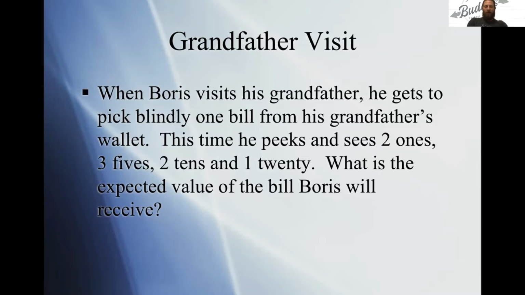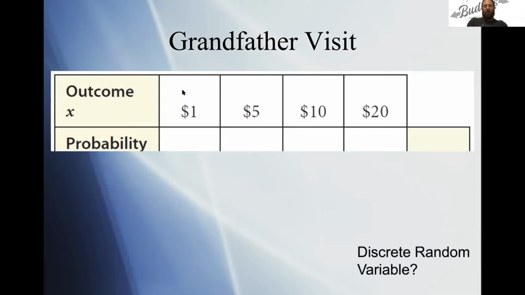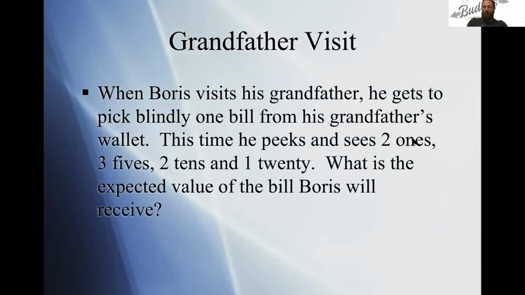So how do you do that? First off, you have to write out all the possibilities that he can get. So there were $1 bills, $5 bills, $10 bills, and $20 bills. I always recommend when you're doing expected value, make a table. So I started out the table for you. Top row will always be what values are possible. If I go back to the slide, you could get a 1, 5, 10, or 20.